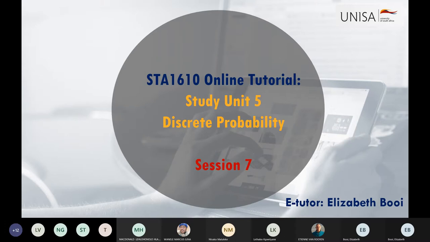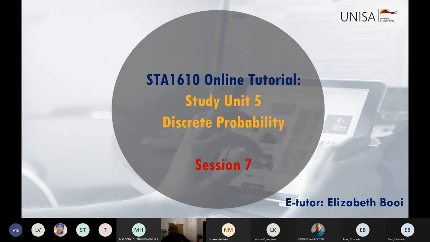Anyway. So today we're going to start a new section, which is study unit 5, which is discrete probabilities. And then on Saturday, we're going to do the activities on what we've learned today. So what we've learned last week and on Saturday as well, we need to carry through those concepts into today's sessions.